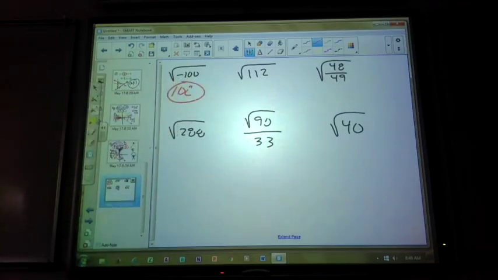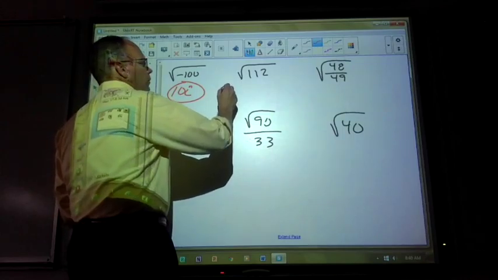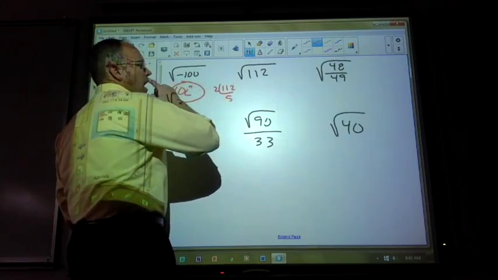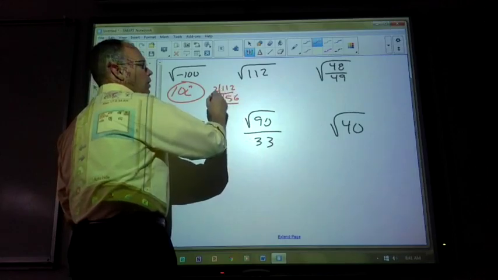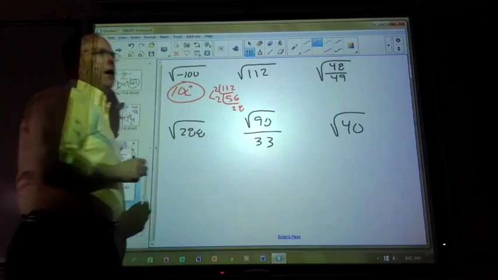Good? Where did the i come from? Negative under the square root, right? Next one, square root 112. Square root 112 doesn't break down real nicely. Okay, it's 10 point whatever on the calculator. So let's break 112 down. Okay, so let's go, 2 goes into it. So that goes in 56 times. 2 goes into 56, 28 times. What does that give you right there?